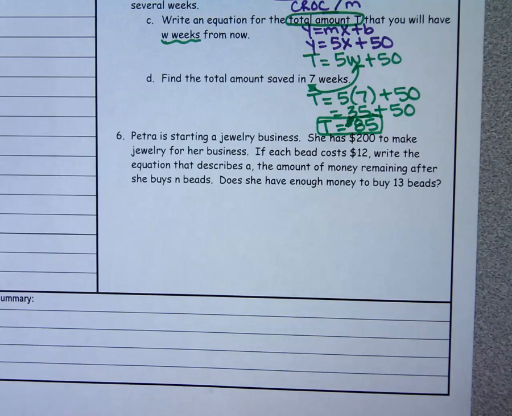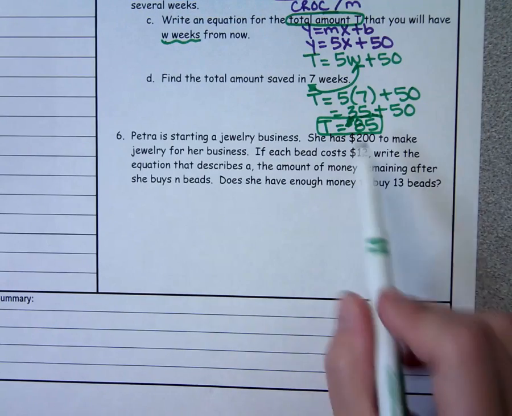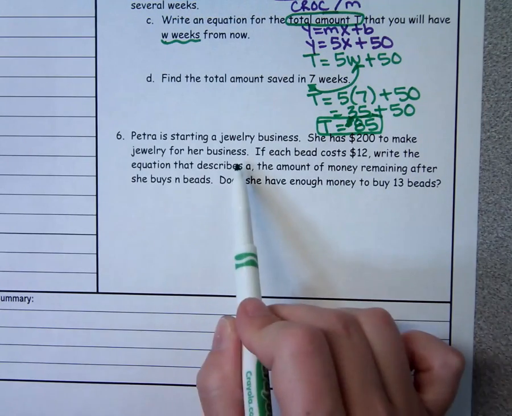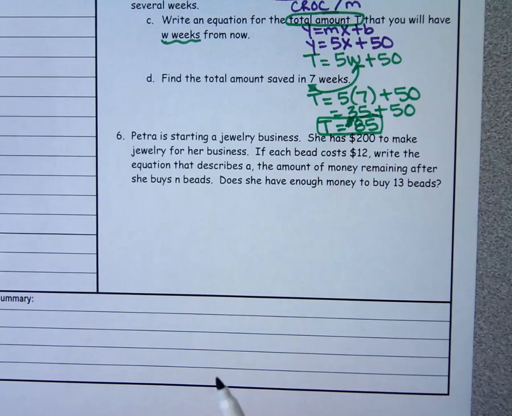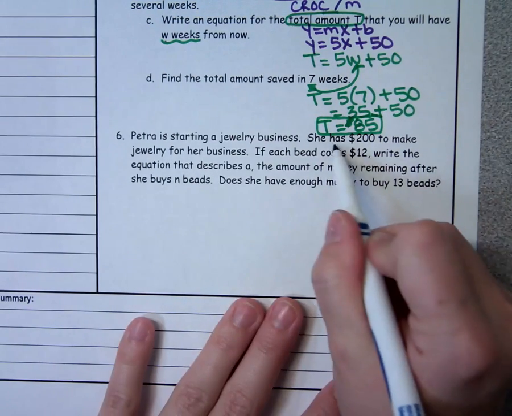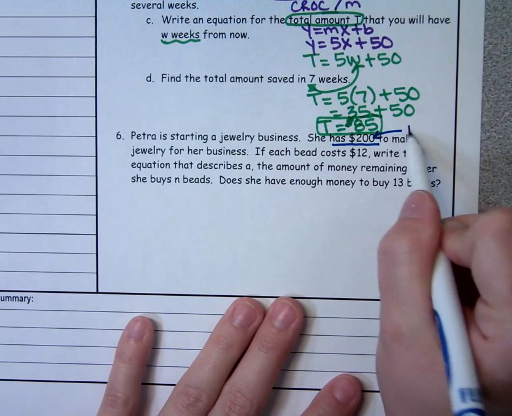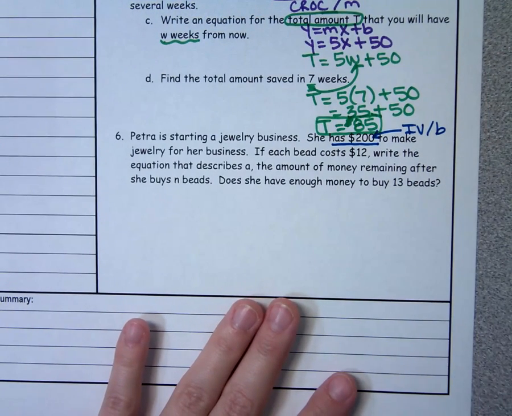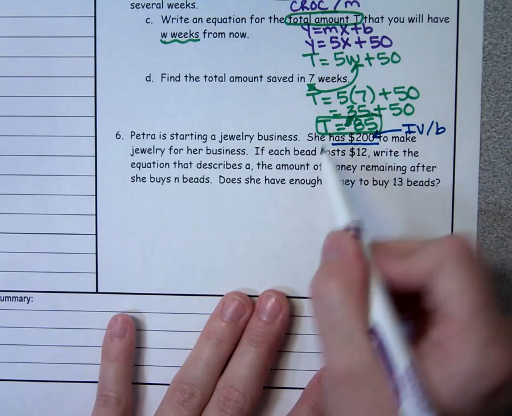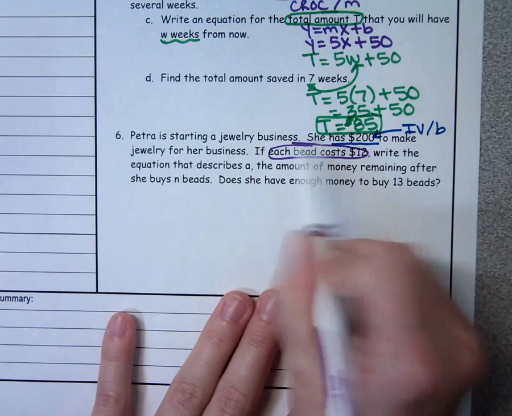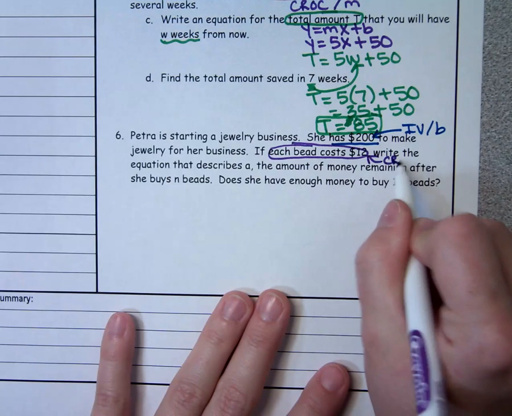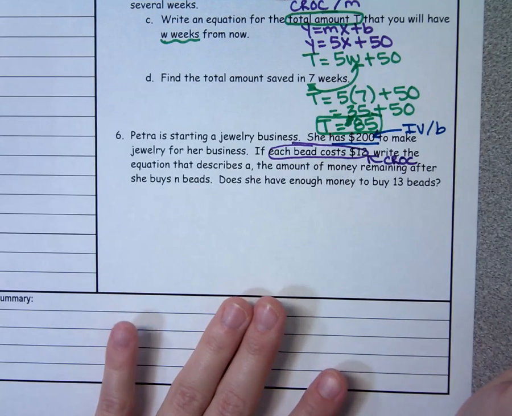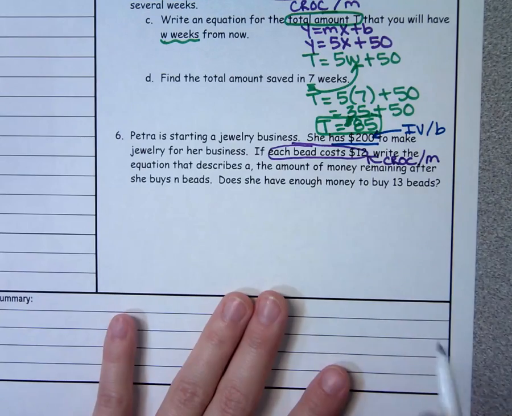Okay, so we have a few things to do here. So first of all, she has $200 to make jewelry for her business, and each bead costs $12. Which of those is the initial value? The fact that she has $200, that's her initial value, which is what letter? B, the y-intercept. What's the constant rate of change? The fact that each bead costs $12, that is our constant rate of change. And what letter did we learn that that's the same as? That's right, M, slope.